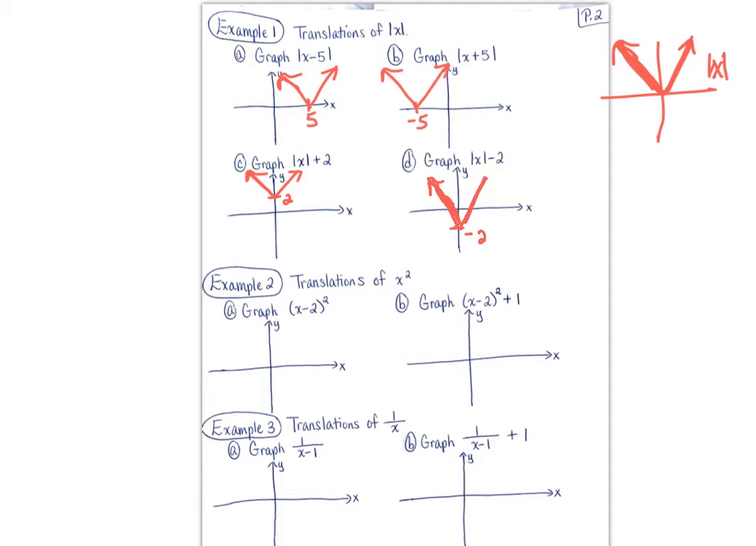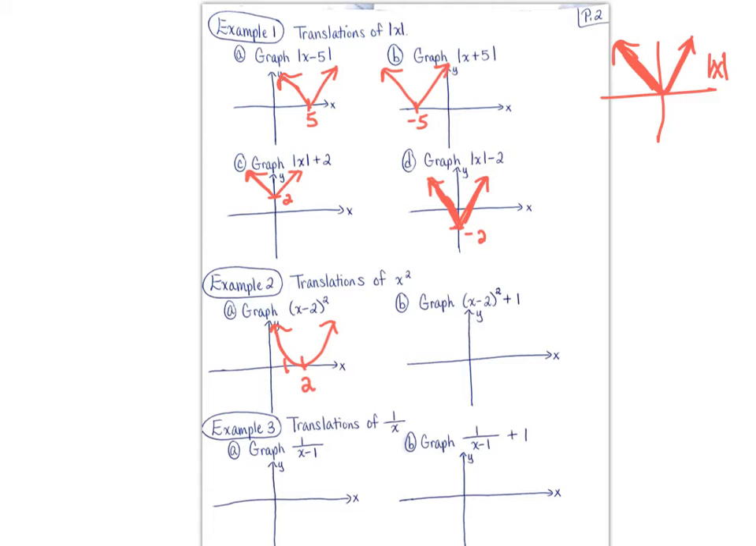These are straight lines. Okay, now let's look at translations of x squared. Graph (x minus 2) squared, and then graph (x minus 2) squared plus 1. So we have to shift this to the right 2 because that minus 2 is on the inside. It's a translation of x squared.